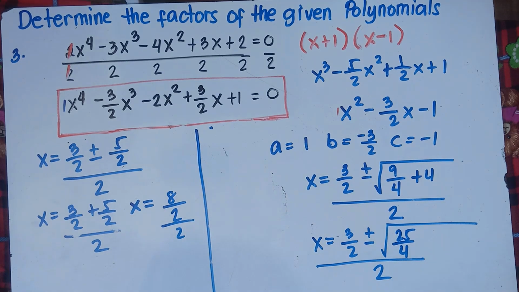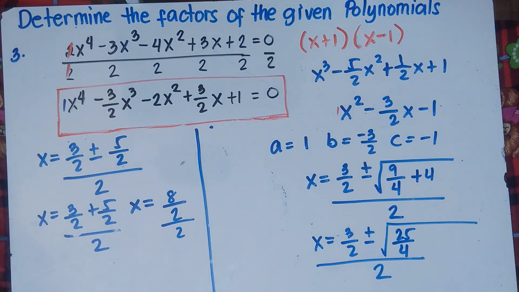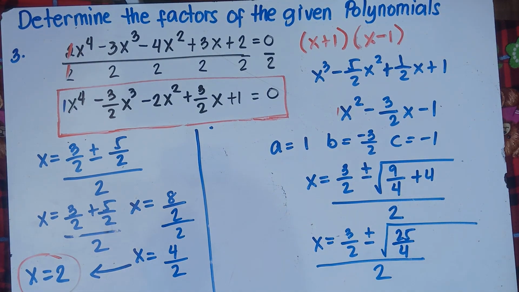So 8 divided by 2, class. What's the answer? 8 divided by 2. That's correct, that is 4. So x equals 4. Then divide by 2: 4 divided by 2 is 2. So x equals 2. Alright, so the first answer is 2.